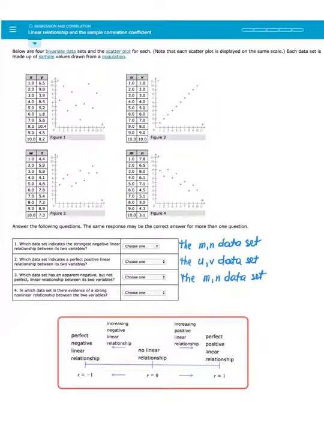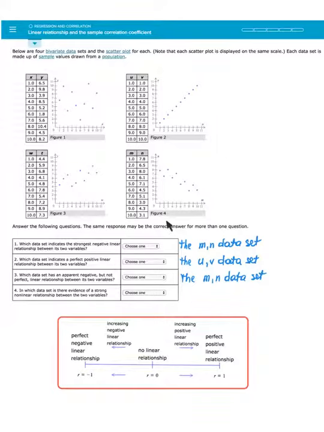Part 4. In which data set is there evidence of a strong non-linear relationship between the variables? Well, I would say that figure 2 has absolutely obvious, perfect, positive linear relationship. Figure 3 has weak but still positive linear relationship. You could draw a line right there, and your data set will be roughly close to that line.